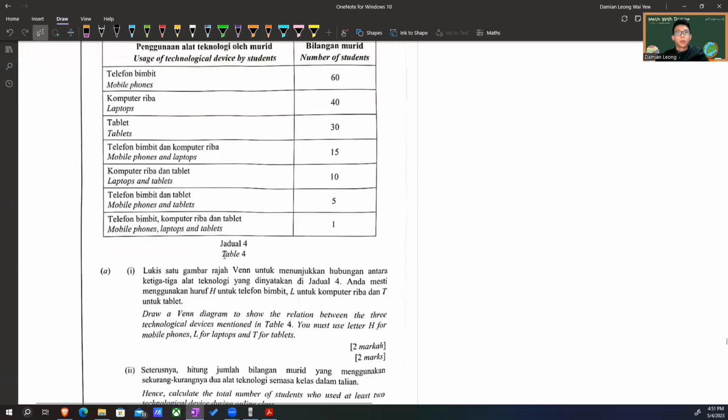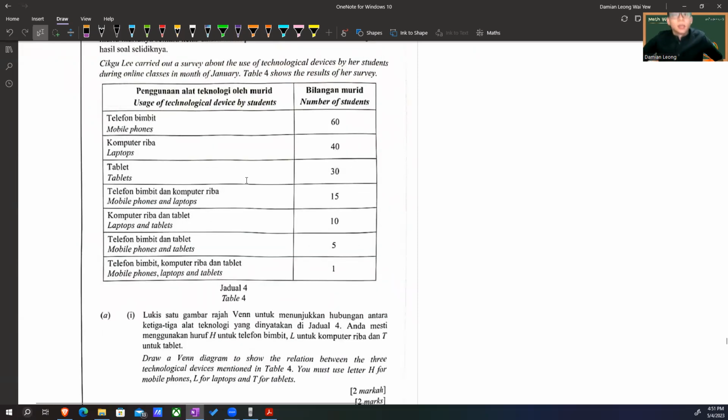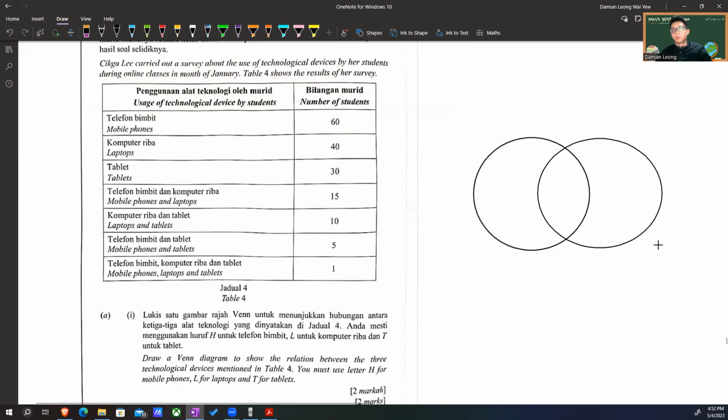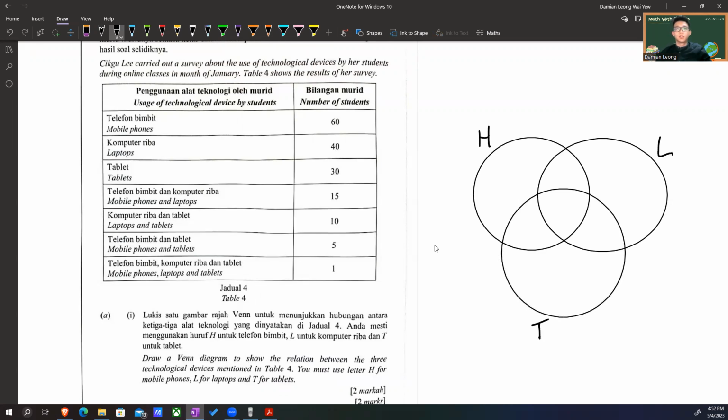Okay, I have all this. First, I want to draw a Venn diagram to show relation between the three technological devices mentioned in table 4. So H for mobile phone, L for laptop, T for tablets. So draw the sets. So all three of them should have intersections. Okay. So let's say I put handphone, laptop, tablets. So always find the intersection first. So all three, H and L and T means right in the middle, 10.